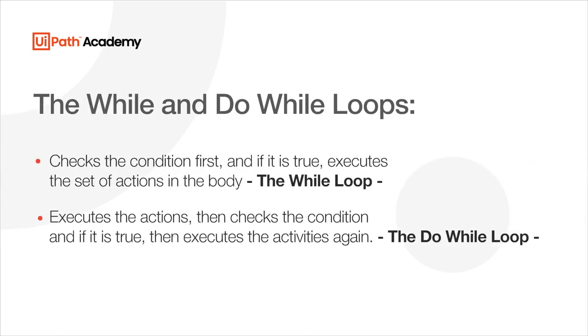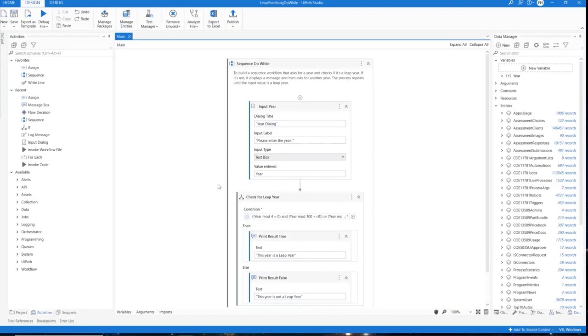The while and do-while loops work by repeating a given set of actions from the body, while the specified condition is true. The only difference between the two is the order in which the two elements are executed. The while loop checks the condition first, and if it's true, executes the set of actions in the body. On the other hand, the do-while loop executes the actions, then checks the condition, and if it's true, then executes the activities again. Remember the example we've used in the if statements lesson?